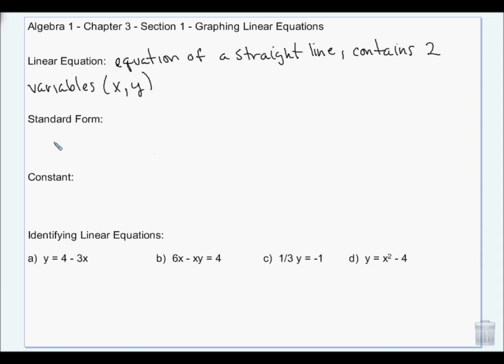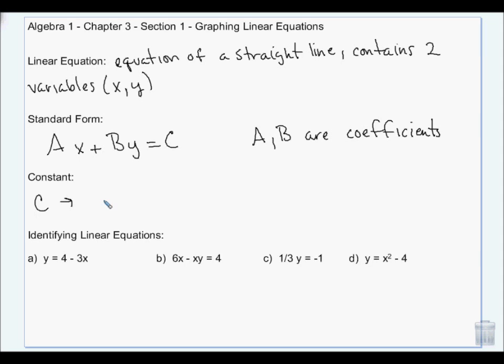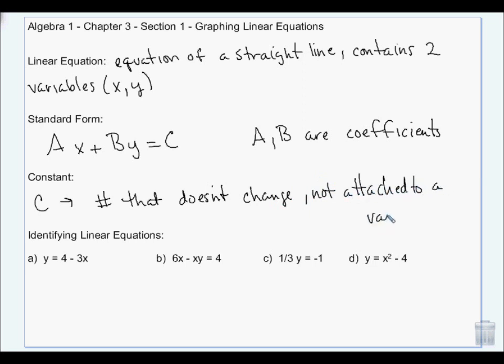The standard form of a linear equation looks like this: ax plus by equals c, where a and b are just numbers called coefficients, and c is the constant, a number that doesn't change. The reason it doesn't change is because it's not attached to a variable.